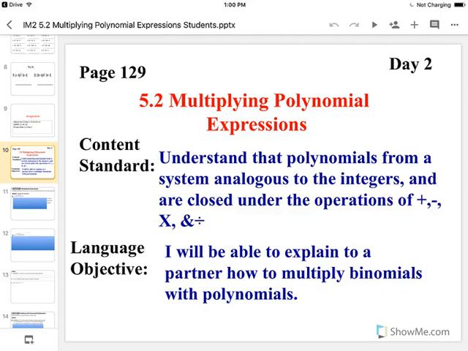Module 5.2, Day 2, Multiplying Polynomial Expressions. Content Standard: Understand that polynomials form a system analogous to the integers and are closed under the operations of addition, subtraction, multiplication, and division. Language objective: Students will be able to explain to a partner how to multiply binomials with polynomials.